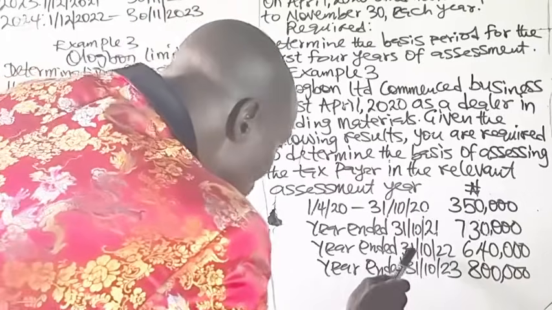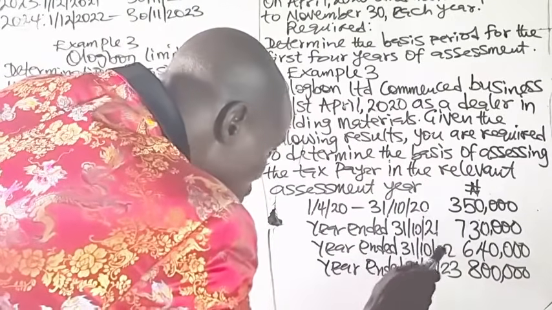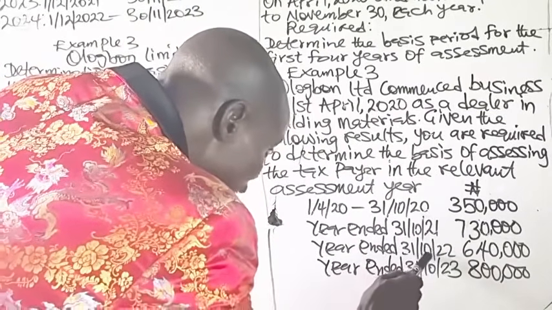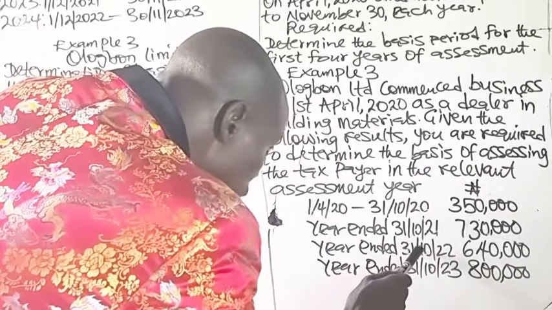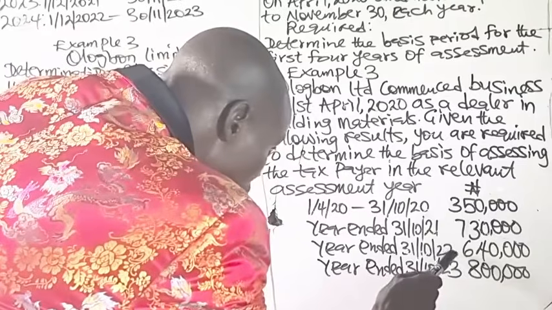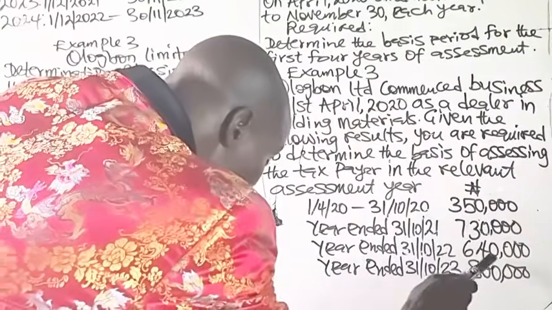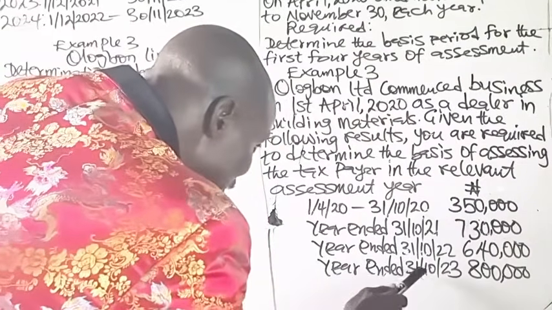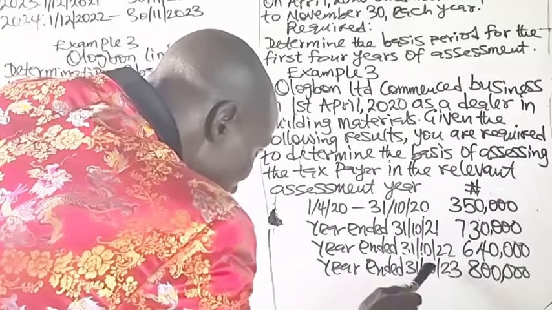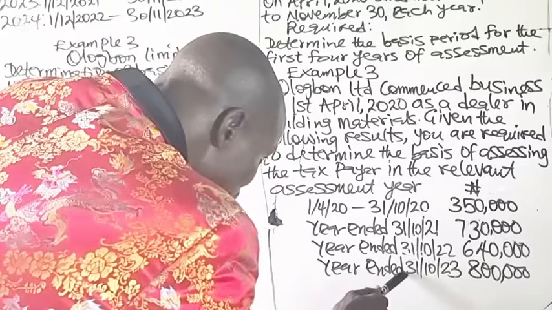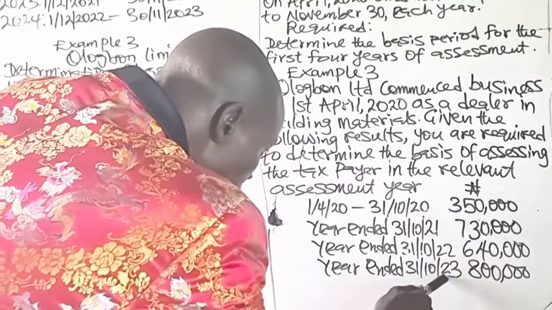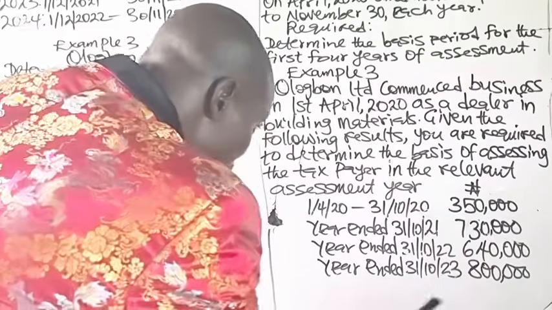The next profit will be from 1st of November 2021 to 31st of October 2022, which is also 12 months, 640,000. Year ended 31st of October 2023 means this profit is from 1st of November 2022 to 31st of October 2023, 800,000.